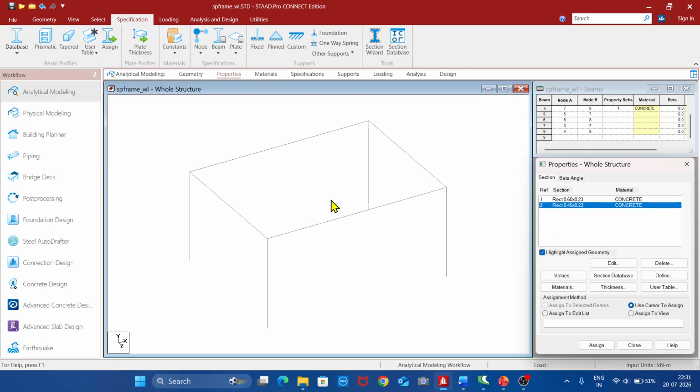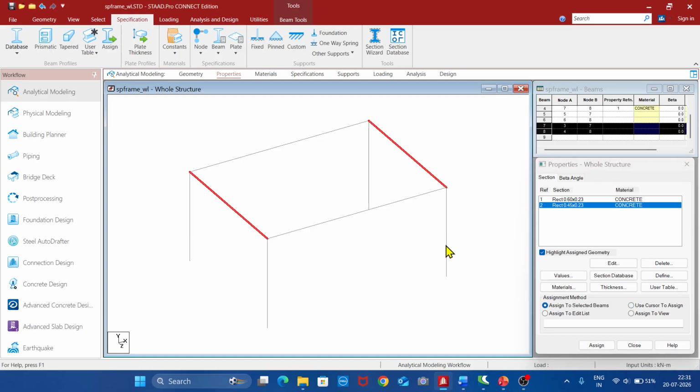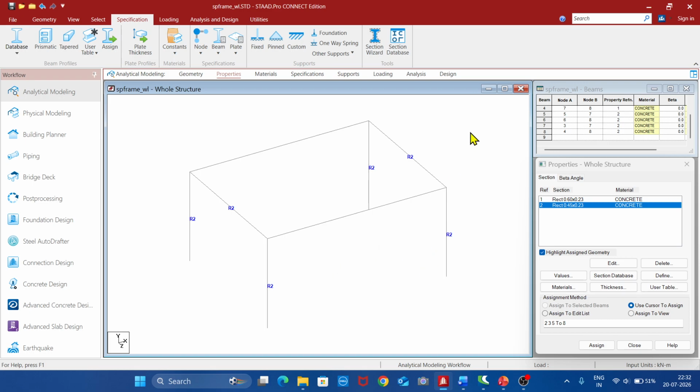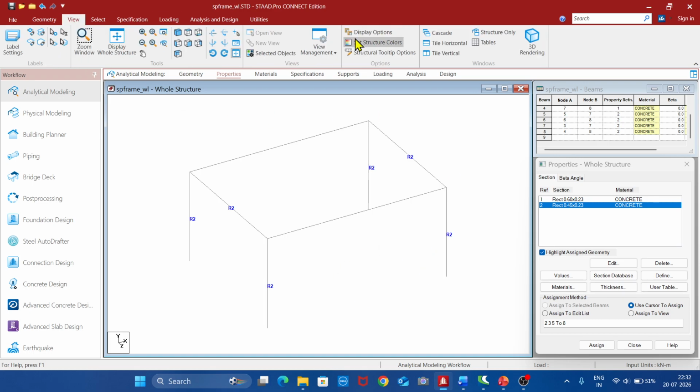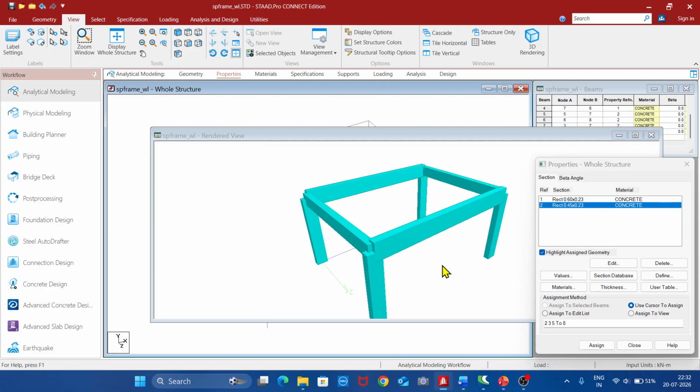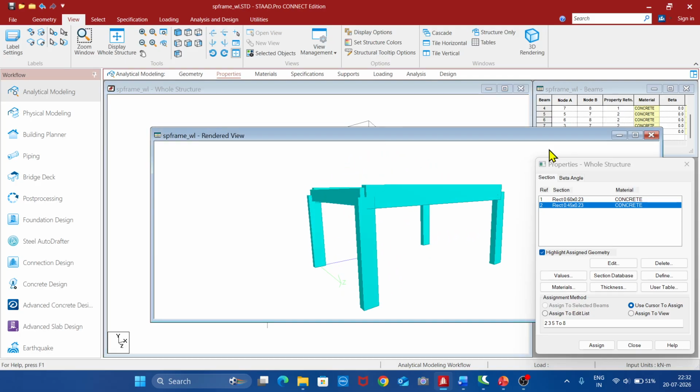Now select this. This has to be given to the columns and the beams along the z-axis as well. I am going to give this property. So click assign to selected beams, click assign, click yes. Now to see the rendered view, go to view, 3D rendering. So this is the frame which we are going to see.